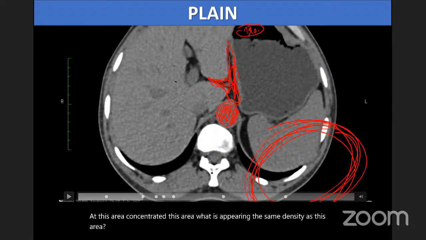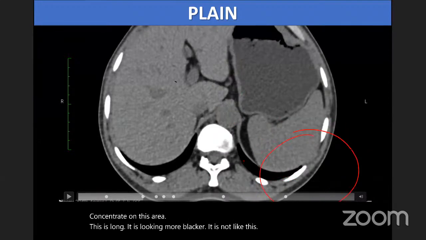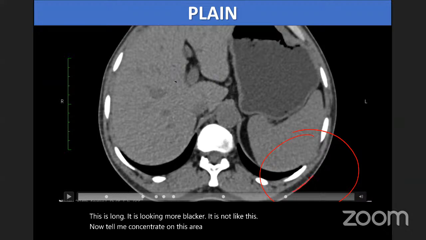Concentrate on this area. This is lung. It is looking more blacker. It is not like this. Now tell me, concentrate on this area. Can you see this looking white and this also looking white? And in between, something is looking slightly blacker.